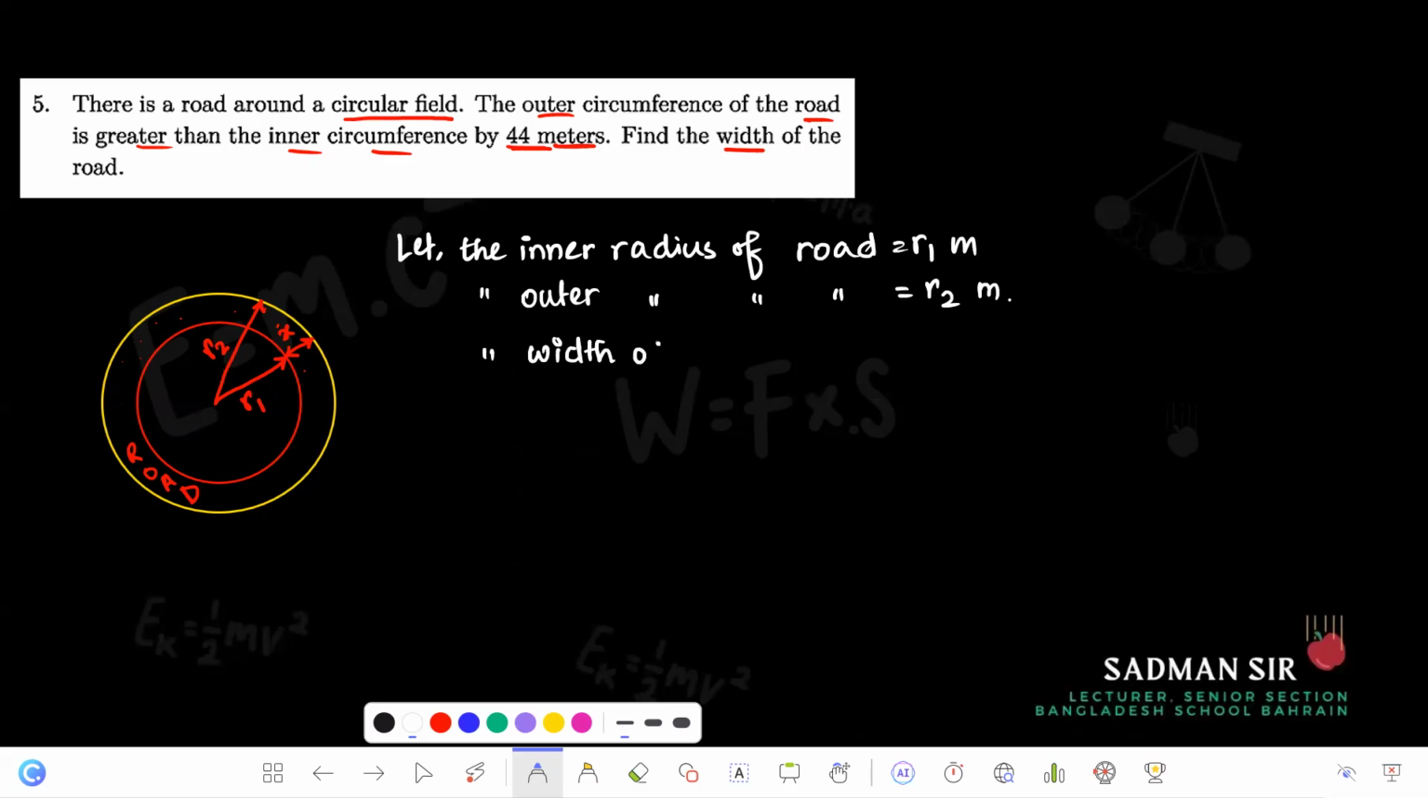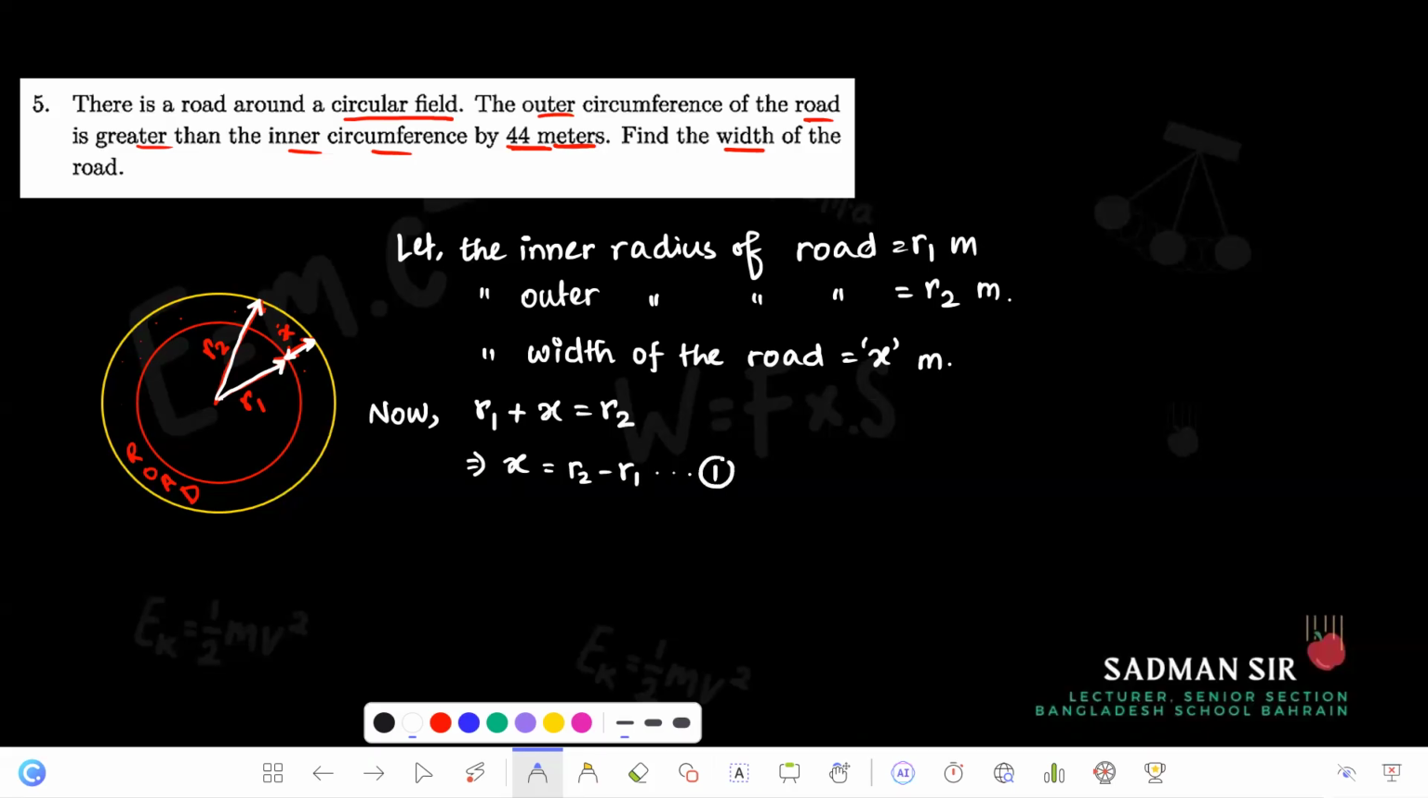the width of the road, consider it to be how much? X, right? X meter. Now, do you agree with me if I write that R1 plus X is equal to R2? See if you agree with this. R1 is this much. If you add X to it, then together it becomes equal to R2, doesn't it? Right? We need to find the value of X, the width of the road. That is what they told us to find. So X equals what? R2 minus R1. Consider this as equation 1.